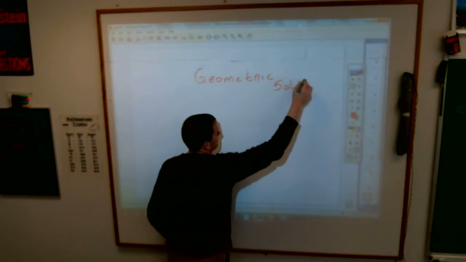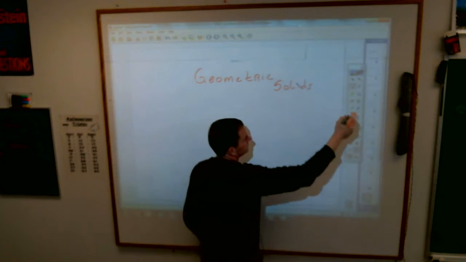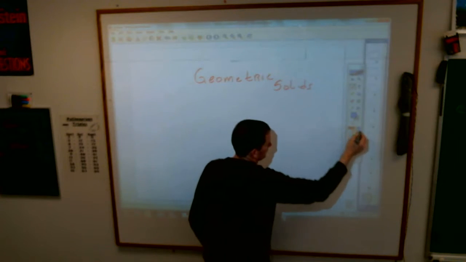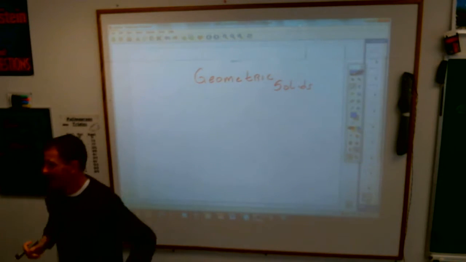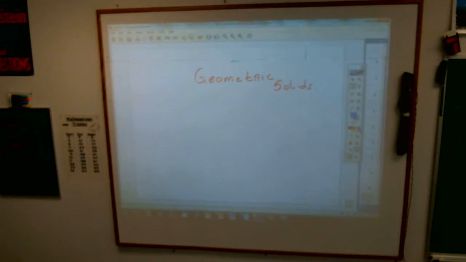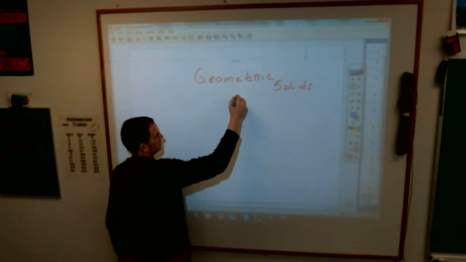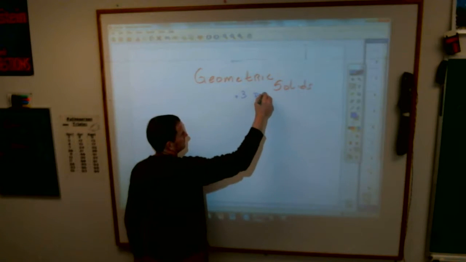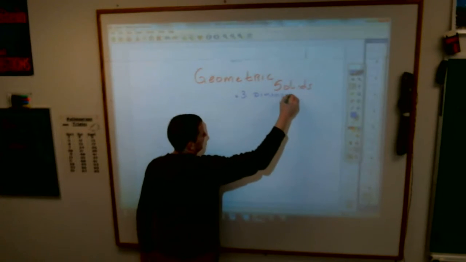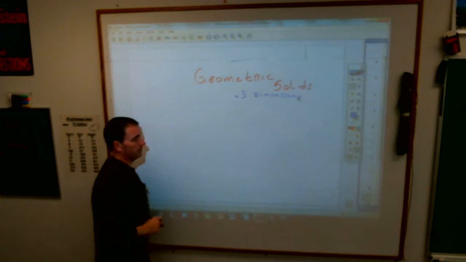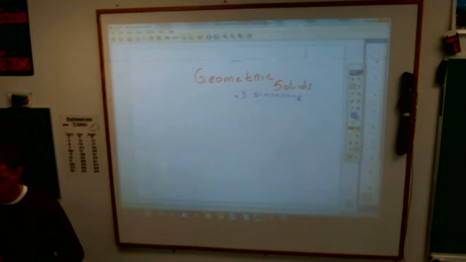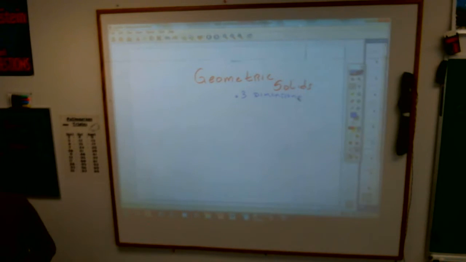Geometric solids. When we talk about a geometric solid in math, you know what that is? That is shapes that have 3 dimensions. 3-dimensional shapes. And it's hard to draw a 3-dimensional shape when you've only got 2 dimensions on your paper.